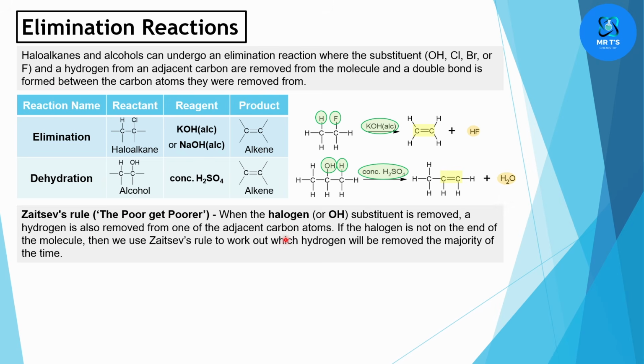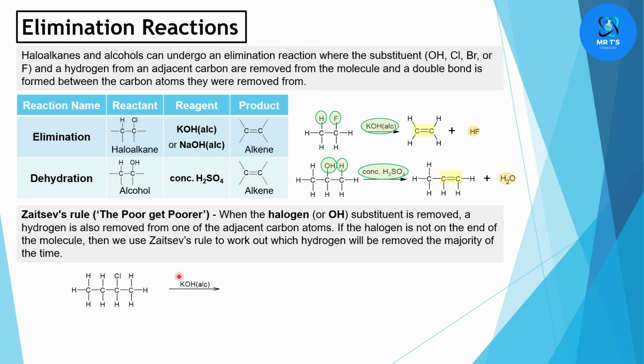And the following situation is when we have to use Zaitsev's rule. Now, Zaitsev's rule is that, look, if we have to remove either the halogen or the alcohol substituent, then the hydrogen is going to be removed from the adjacent carbon. We saw that in the two examples we were given. But the hydrogen that is going to be removed most of the time is the hydrogen that is attached to a carbon that has the least hydrogens attached to it.